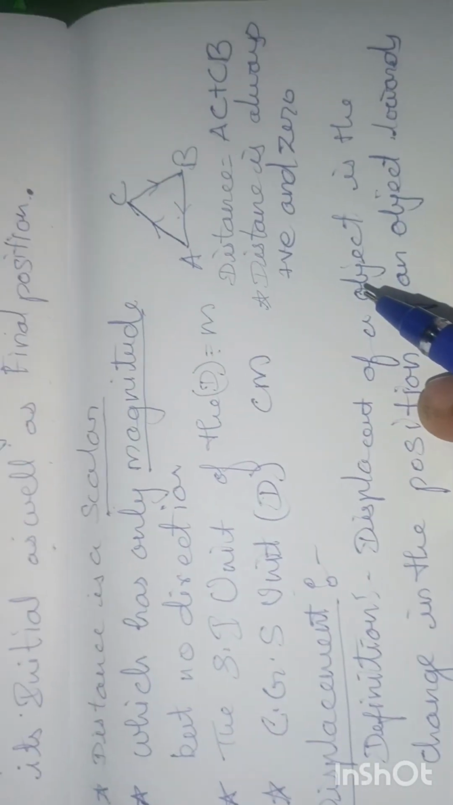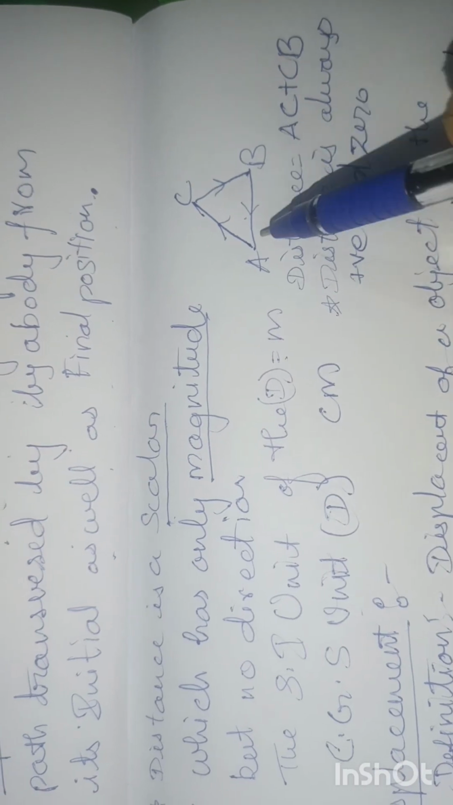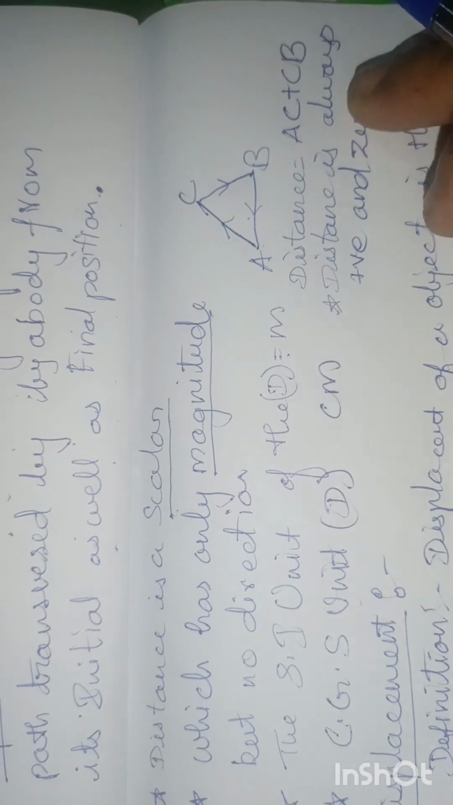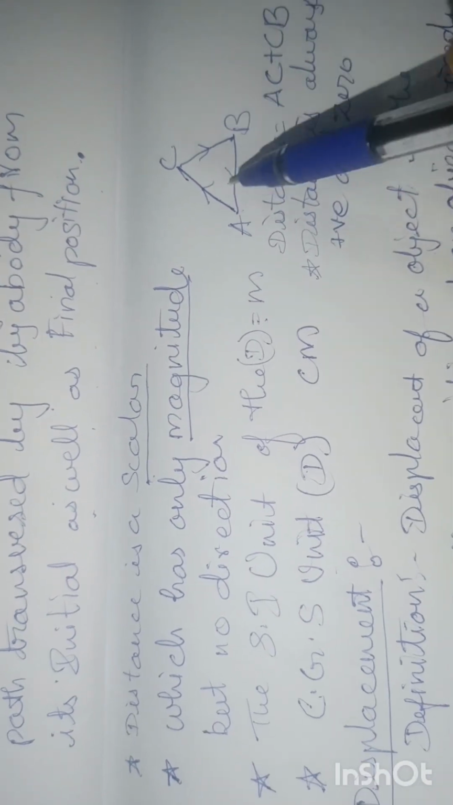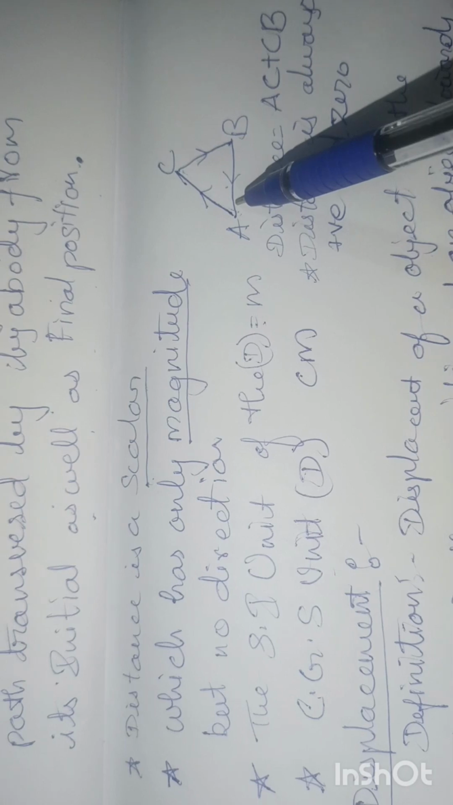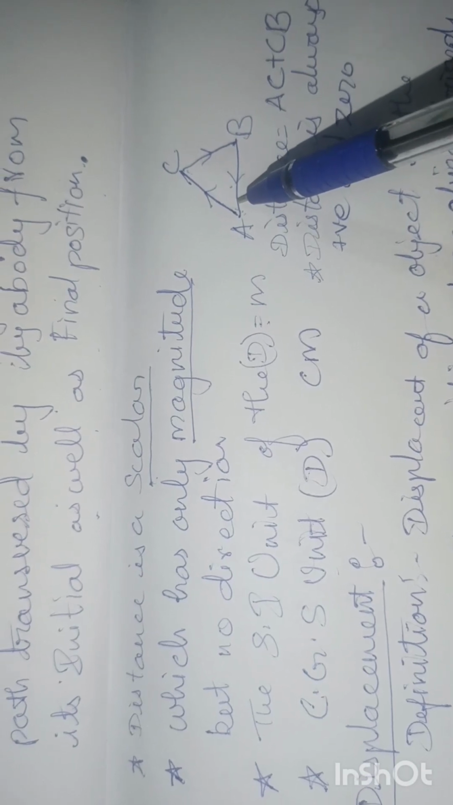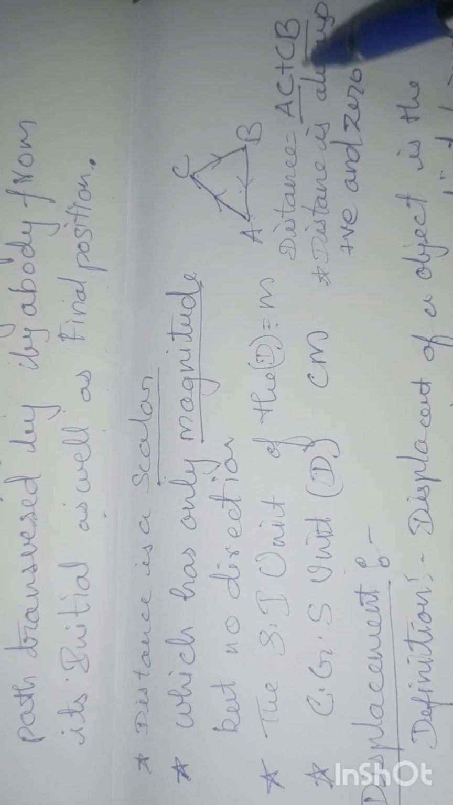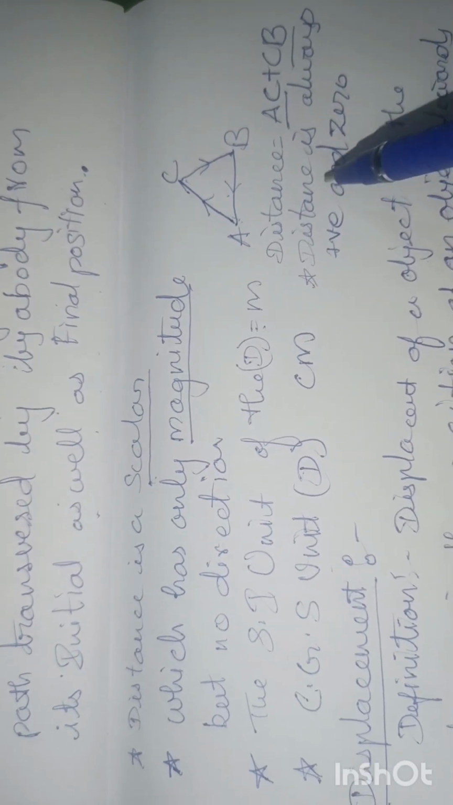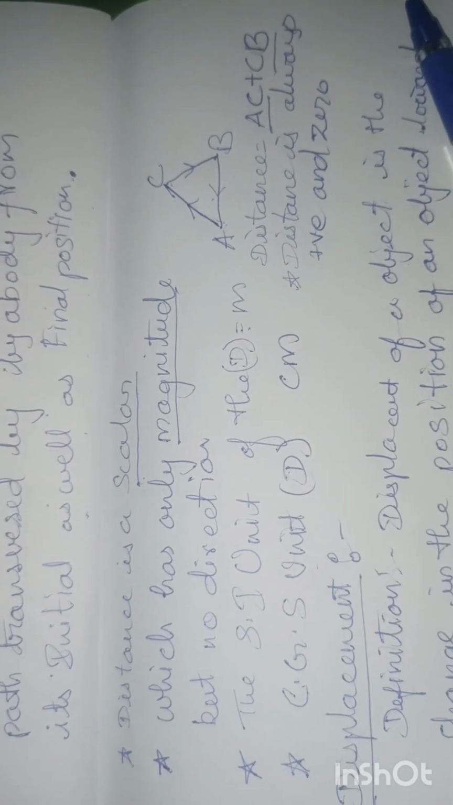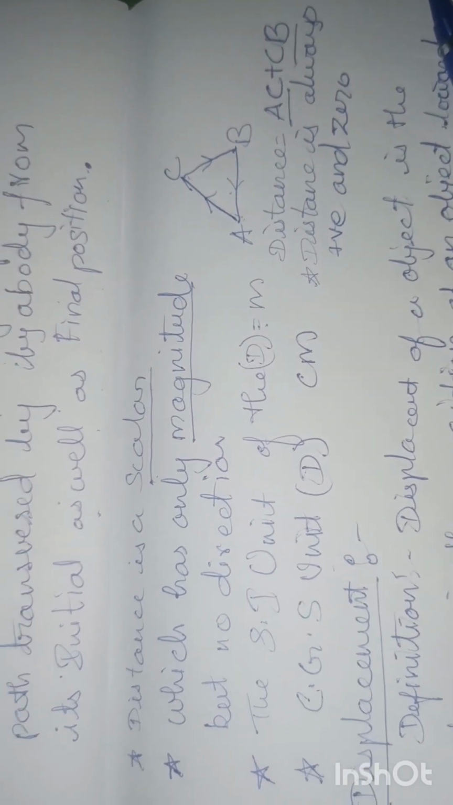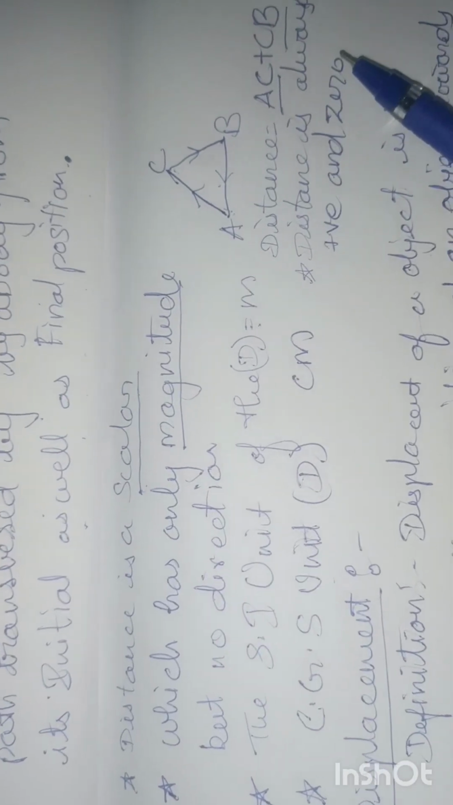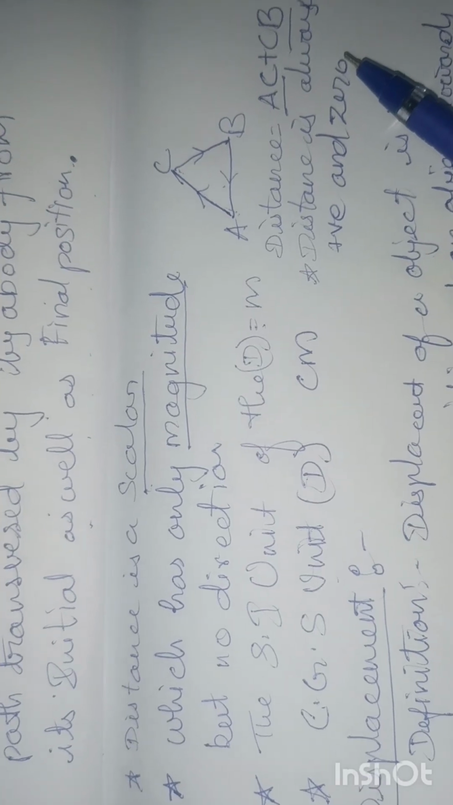Even we can understand by means of drawing this diagram, where a cyclist or car or vehicle or any other moving object can be represented. In this representation, the body is traveling from A to C and then C to B. We are adding both the distances, AC plus CB. Distance is always measured as positive or 0, but not negative.